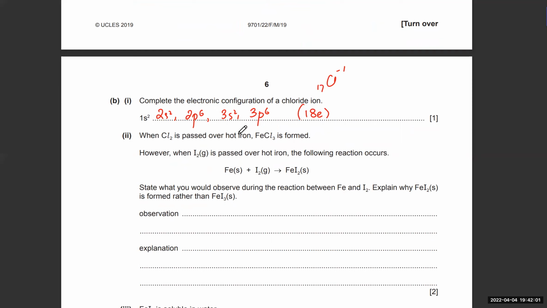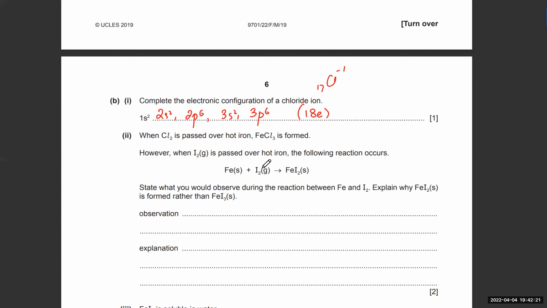When Cl2 is passed over hot iron, FeCl3 is formed. When I2 is passed over hot iron, the following reaction occurs. State what you observe during the reaction between Fe and I2. Explain why FeI2 is formed rather than FeI3. First thing, observation. It's a two-mark question, so it's probably just one mark for observation.